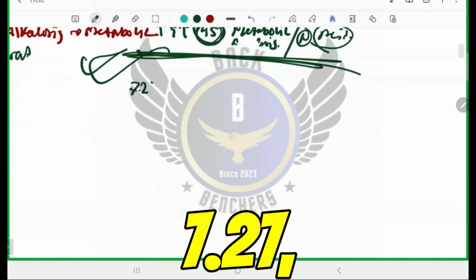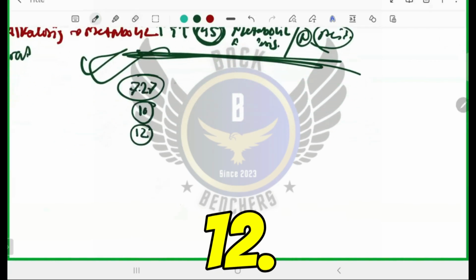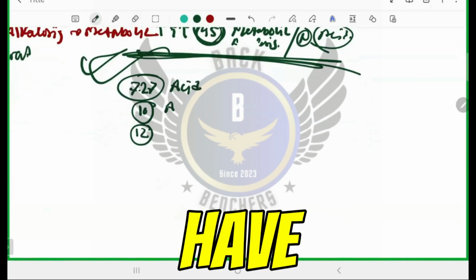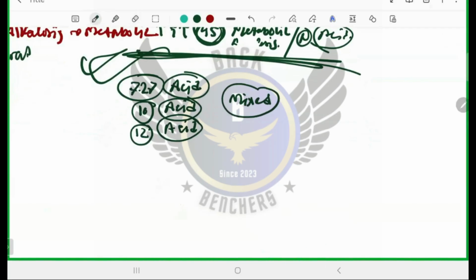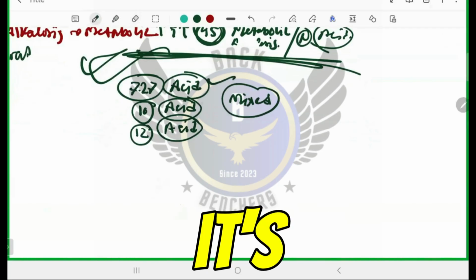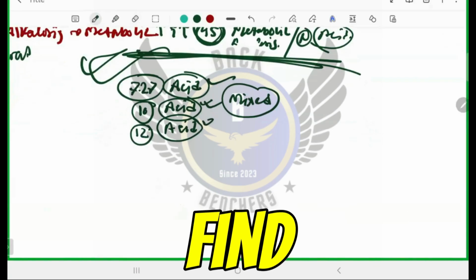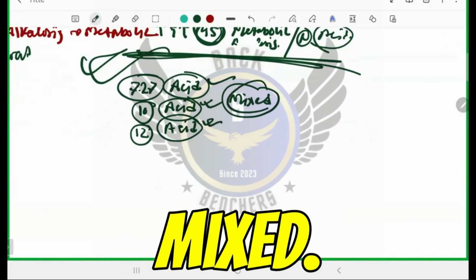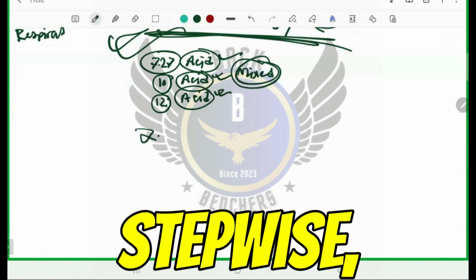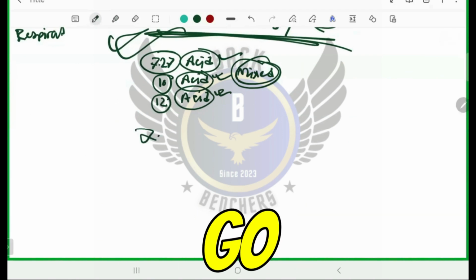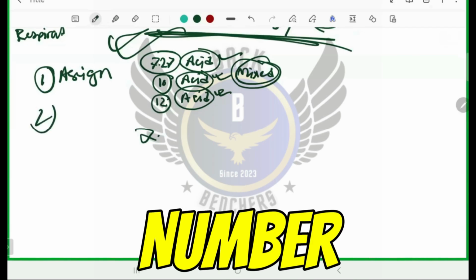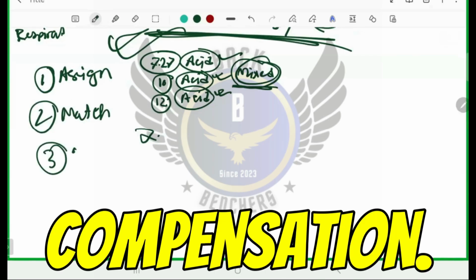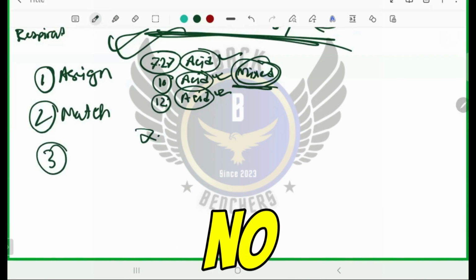See, 7.27, 10, and 12. We have acid here, acid here, and acid here. So it's mixed, because when you match acidosis, it's respiratory acidosis, and you will find metabolic acidosis too. Very simple. Go stepwise and every single thing will follow. If you go through these three steps: number one, assign whether it's acid or alkali; number two, match; number three, compensation. In case of a mixed disorder, there is no compensation.